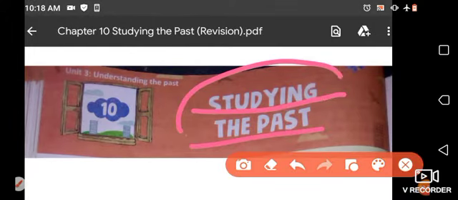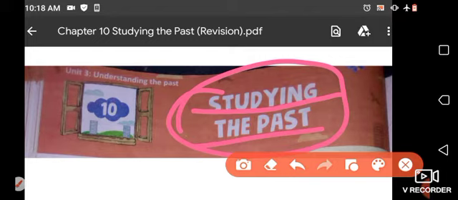Studying the Past. So in this chapter, you will learn so many things. For example, explain the need to study the past. So why should we study our past? Second thing that you will learn in this lesson is to explain what history is. If you say studying the past in one word, you can say it is history. So we will also learn about it.